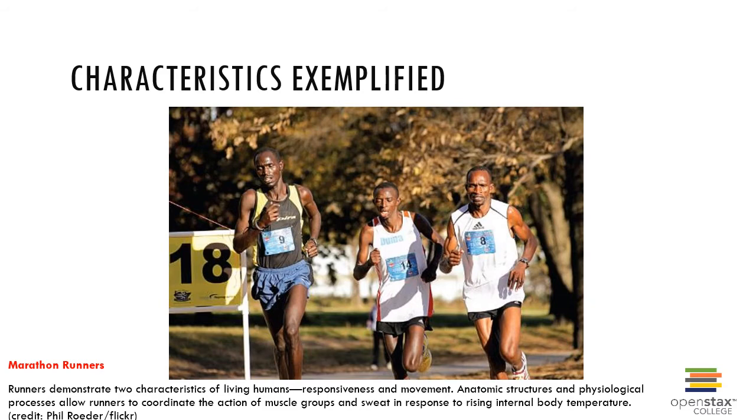Here we have a picture of marathon runners, and this is just to help illustrate some of the characteristics of living organisms, responsiveness and movement. Here are some individuals that decided to run 26 miles. I don't know why they would want to do that. They start running. That's the movement. As they are running, those muscles are contracting, generating heat. The body responds to that increase in body temperature, and they start to sweat to lower that body temperature down. So that's responsiveness and adaptability. That's just an example of the characteristics of living organisms.